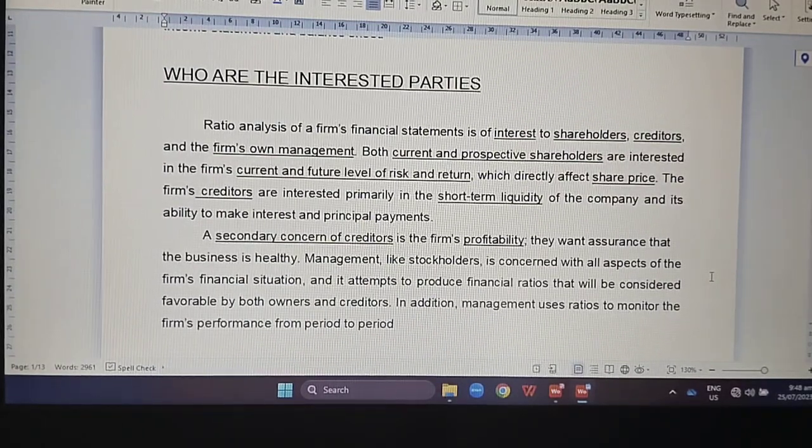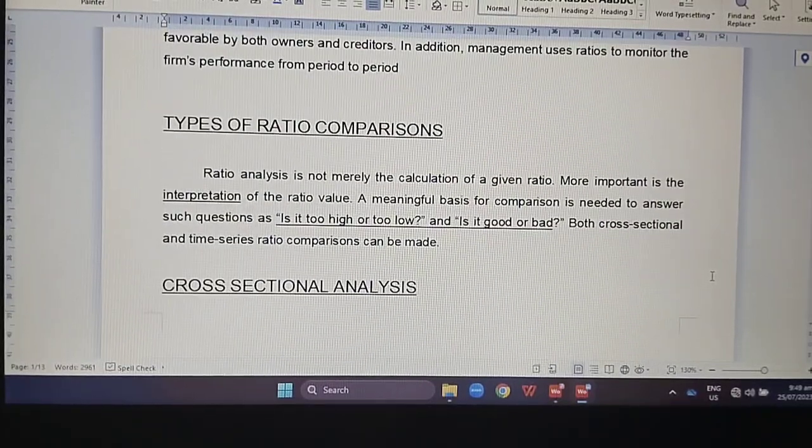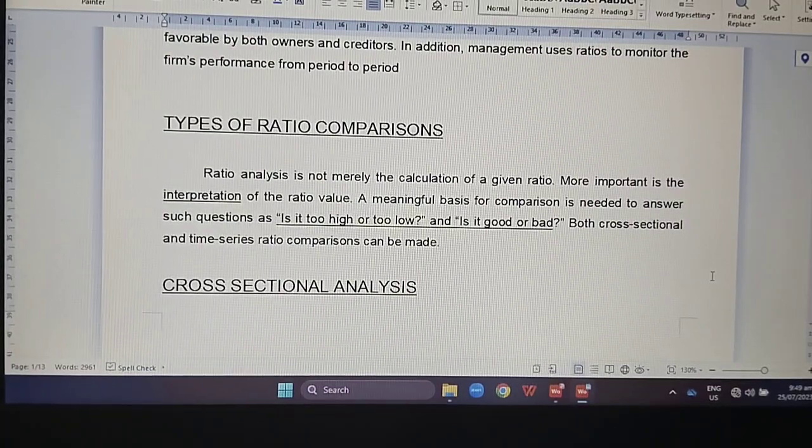Management, like stockholders, are also concerned with all aspects of the financial condition and attempt to produce financial ratios that will be considered favorable by both owners and creditors, and in addition, the management uses ratios to monitor their performance. Yan, from period to period. Now, ito yung types of ratio comparison.